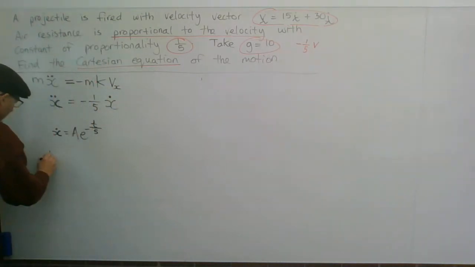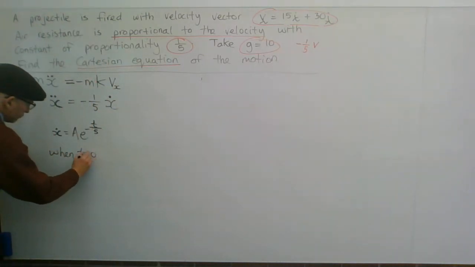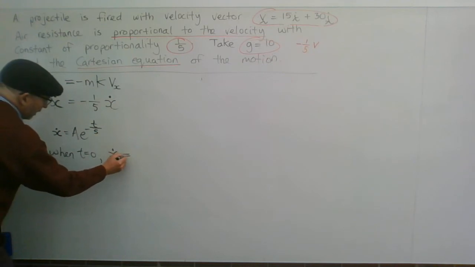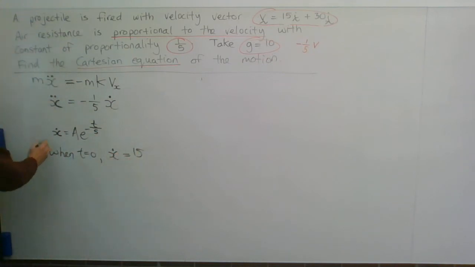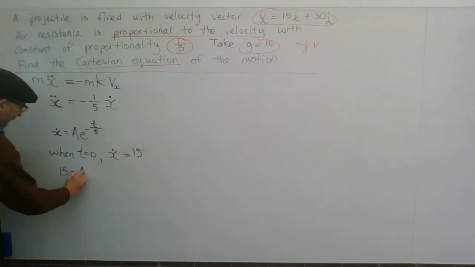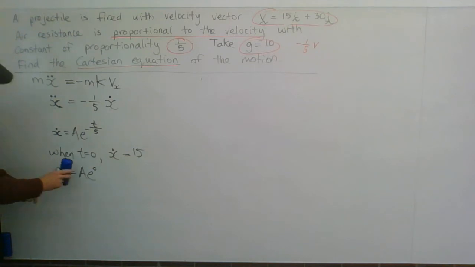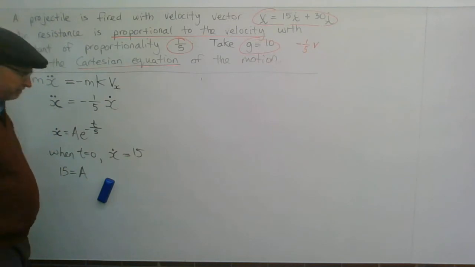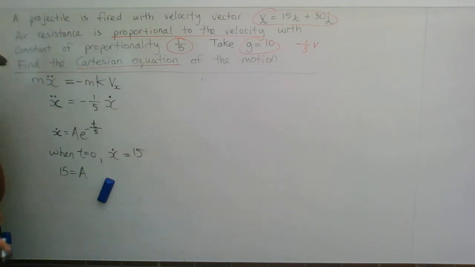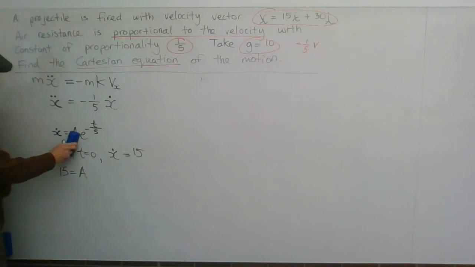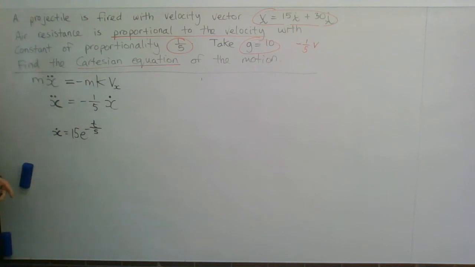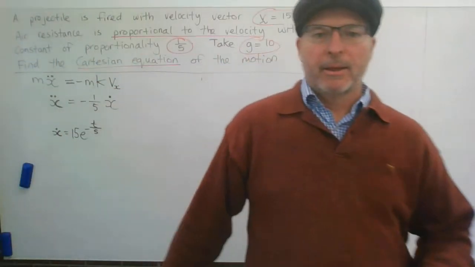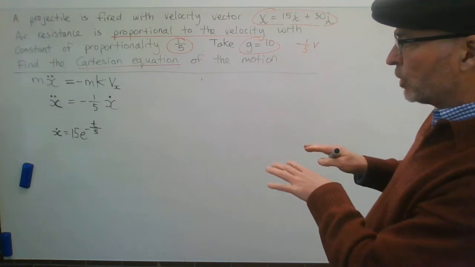So when t equals 0, x dot equals 15. So 15 equals A e to the 0. Now e to the 0 is 1, so A is 15. So I can pop that in here, and I have my equation for the horizontal velocity in terms of time.